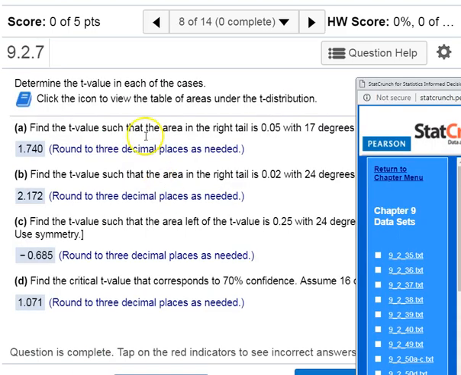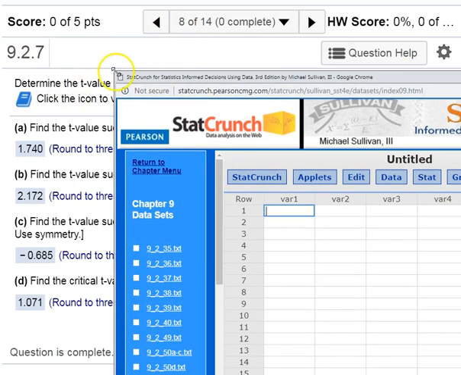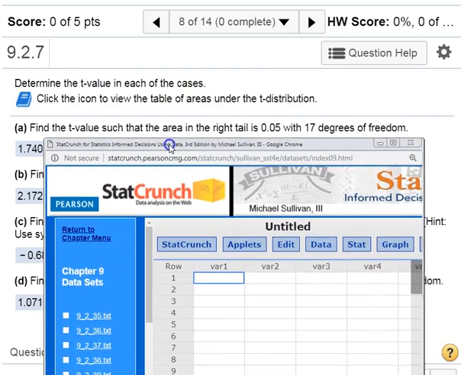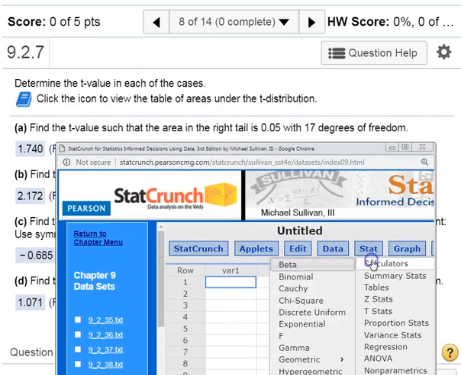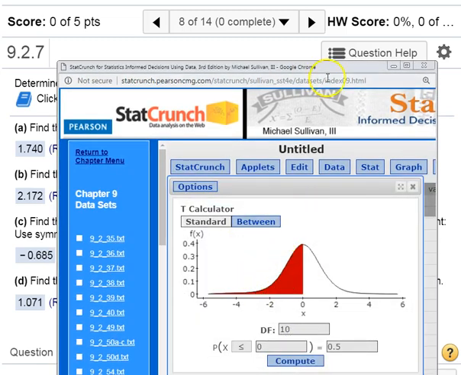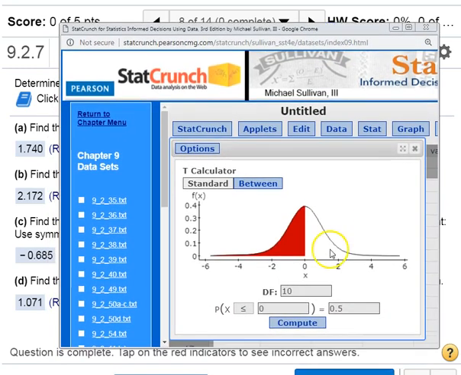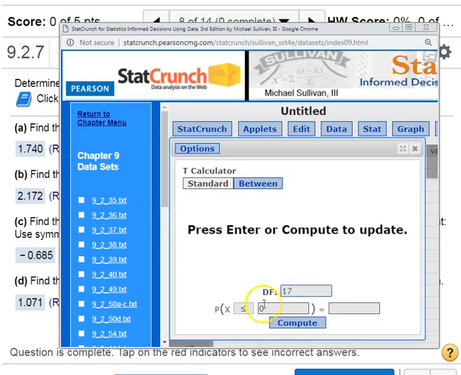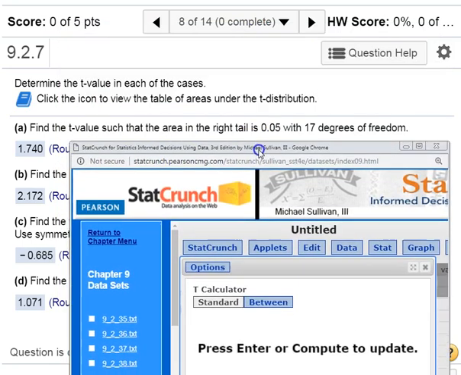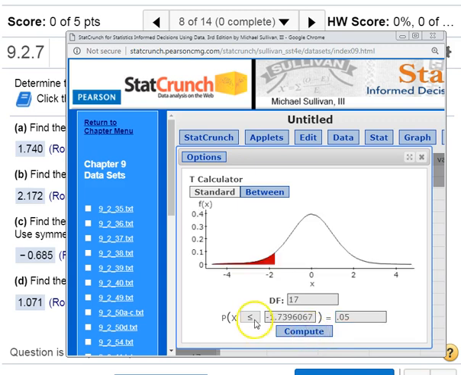For number 8 here, we're determining t-values. I recommend StatCrunch. I'll also briefly show how to use Excel. But you can go to your calculators here, and we want your t calculator. And it has a nice little graphic that shows up with it. So the area in the right tail is 0.05, 5%, 17 degrees of freedom. So you'd come down, fill in your degrees of freedom. And you want the area in the right tail to be 0.05. So you put that you want it to equal 0.05 there.